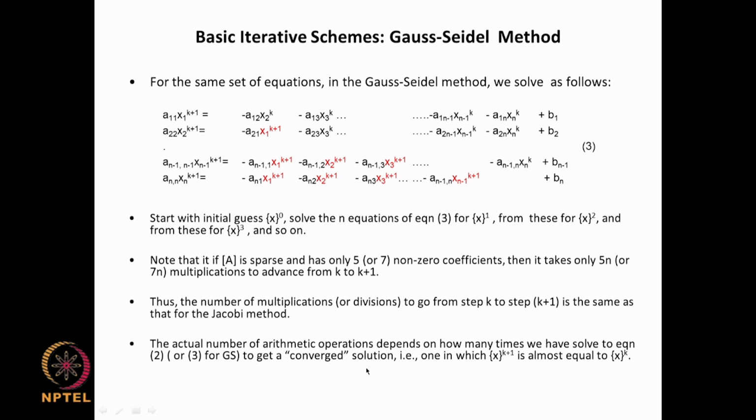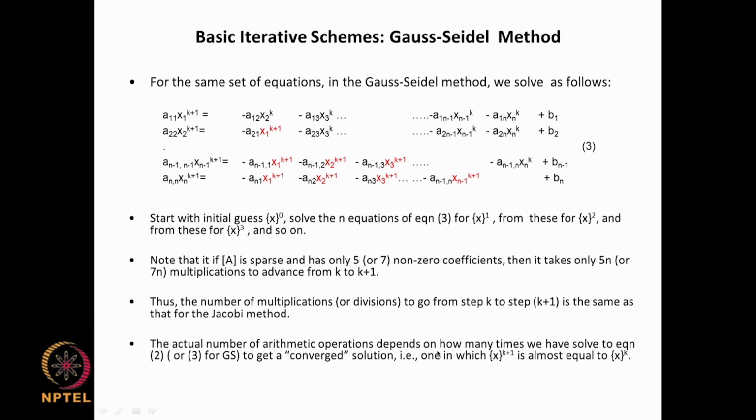Okay. So this is, as pointed out earlier, we need 5n or 7n number of arithmetic operations, multiplications or divisions, to go from step k to k plus 1. That is only one step. How many steps are needed to get a converged solution?